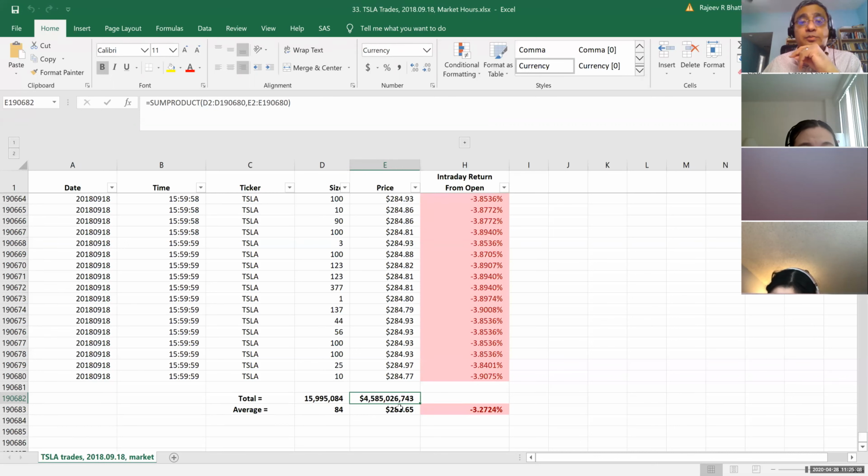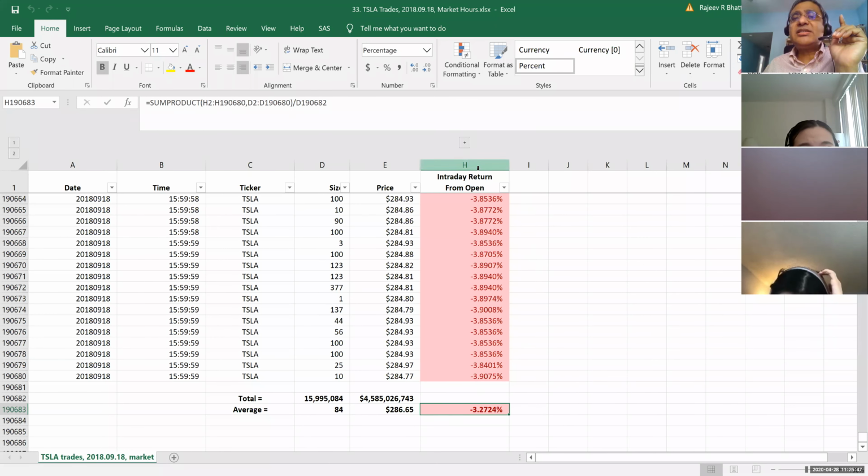Okay. What is the total dollar value of trades that day? $4 billion worth of trades happened on that one day. It tells you how active the market is for Tesla. What is the average price on that day? We take the total dollar amount divided by the total volume. It gives you the weighted average price. The weighted average price on that day was $286.65.